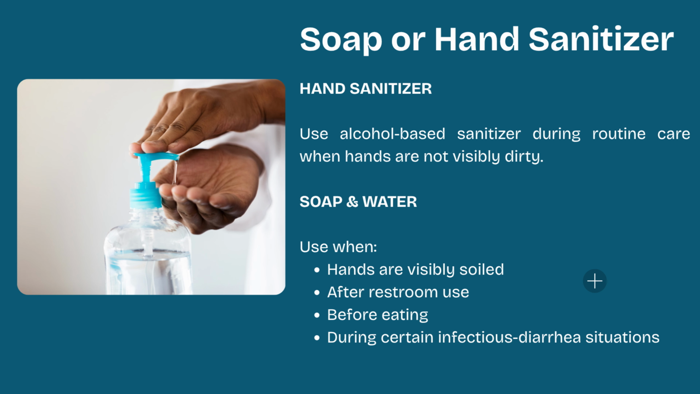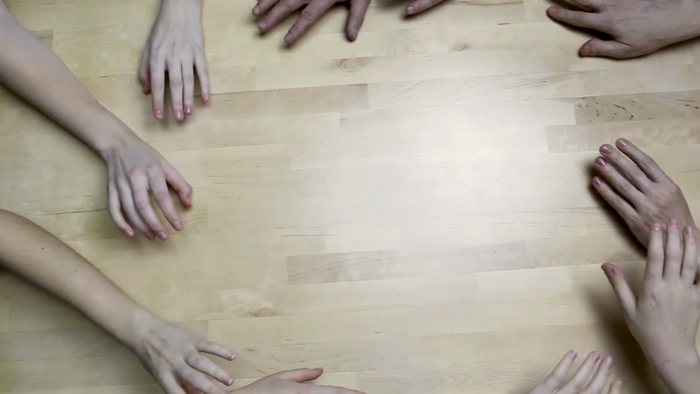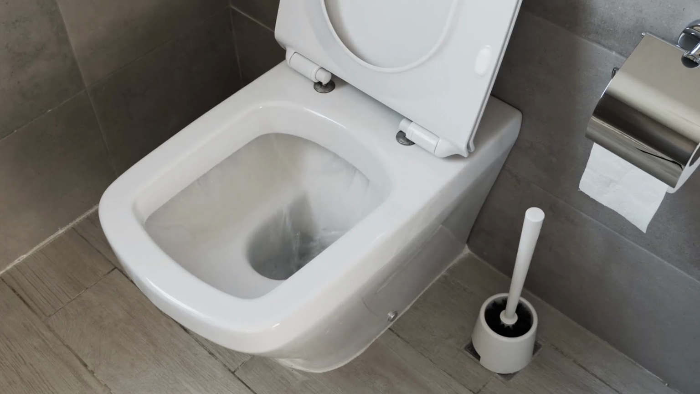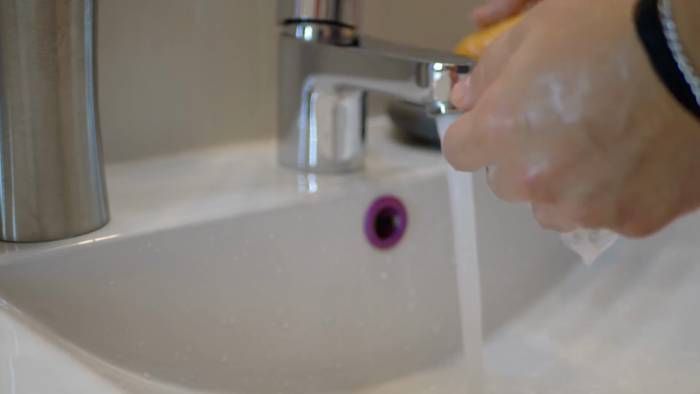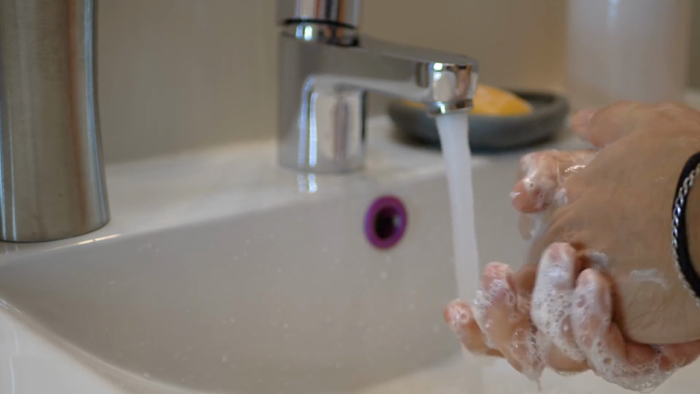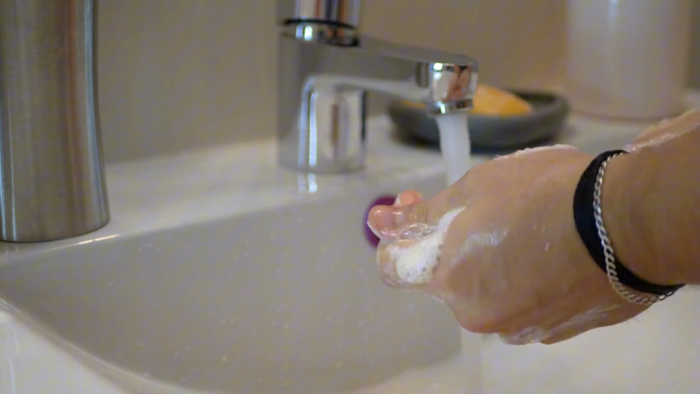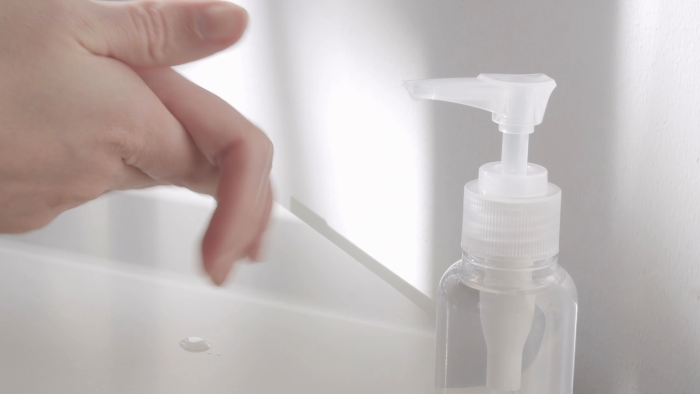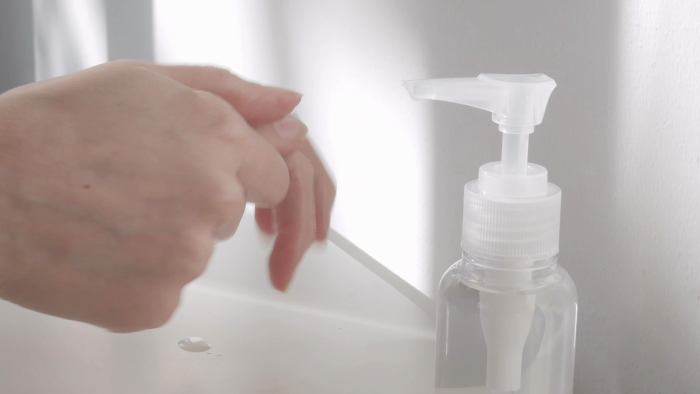Alcohol-based hand sanitizer is appropriate and actually preferred by CDC in many routine healthcare situations when hands are not visibly dirty. But there are situations when soap and water should be used. That includes when your hands are visibly dirty, after using the restroom, and before eating. CDC also recommends soap and water during certain outbreaks involving infections such as C. difficile or norovirus. When using sanitizer, cover all hand surfaces and rub until dry.